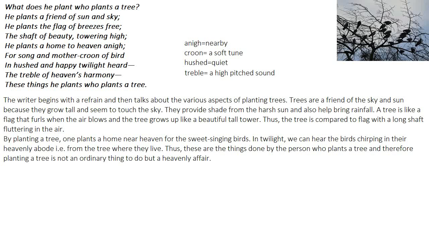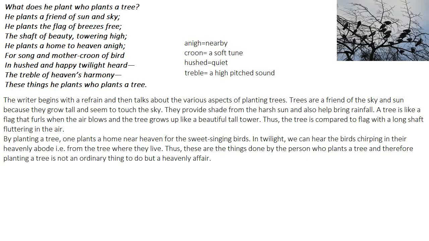He plants the flag of breezes free. Okay, now the tree is compared to a flag. Okay, the tree grows tall, the stem of the tree grows tall. So the stem is like the shaft, and the various branches of the trees are like the banner of the flag. Okay, a tree is like a flag that flutters when the air blows, and the tree grows up like a beautiful tall tower. So what the poet is saying is that when the air blows, the branches of the tree flutter like a flag.